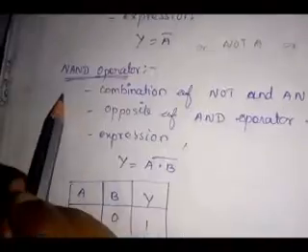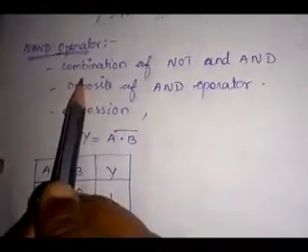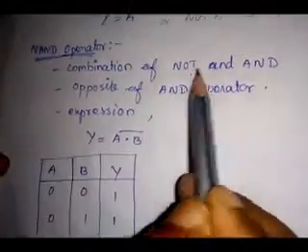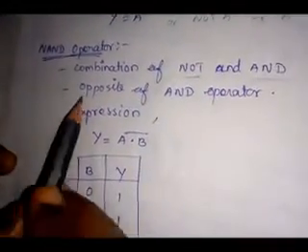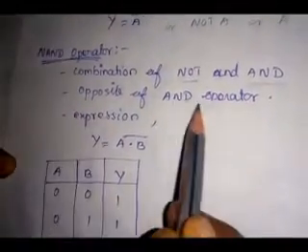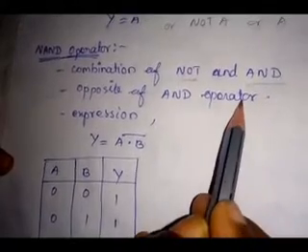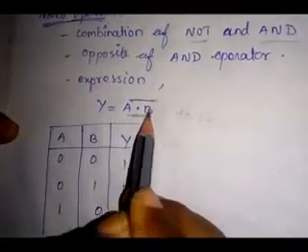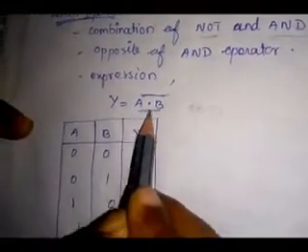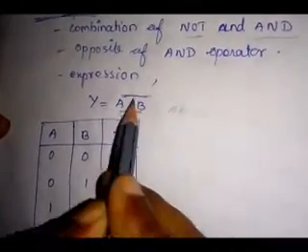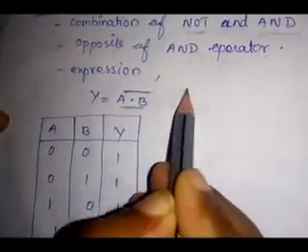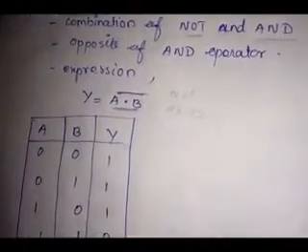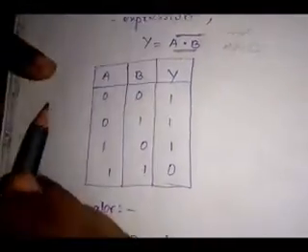Next one is NAND operator. NAND operator is a combination of NOT and AND operator. This result will always be opposite of the AND operator. Expression we can write: Y is equal to A into B, the whole bar. Here A into B represents the AND operator, then the over bar represents the NOT operator. Did you get it?